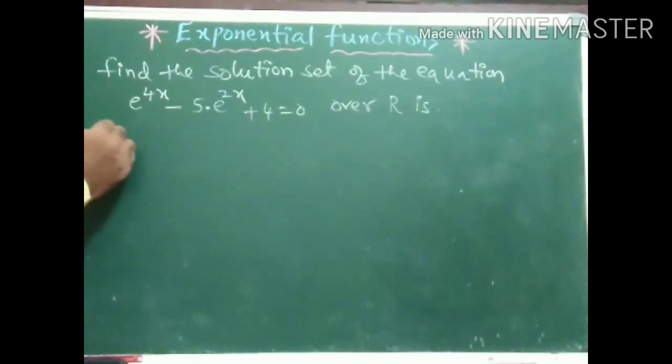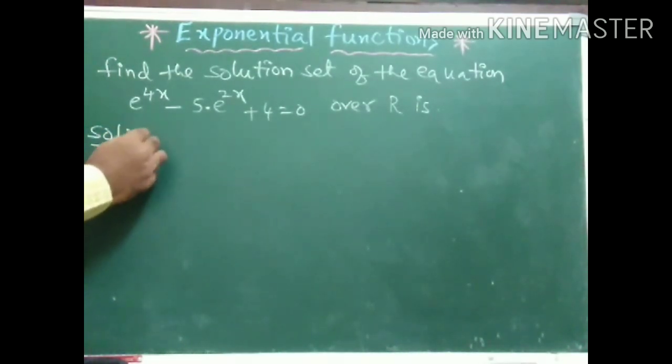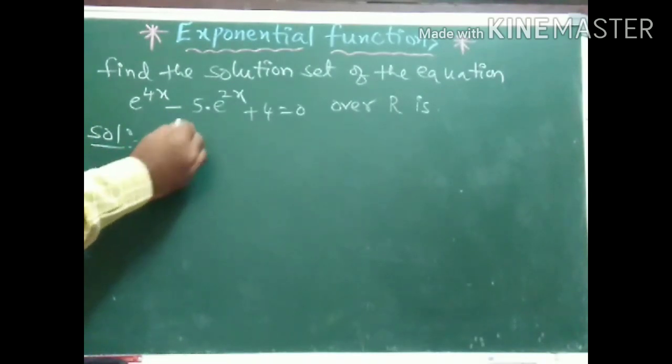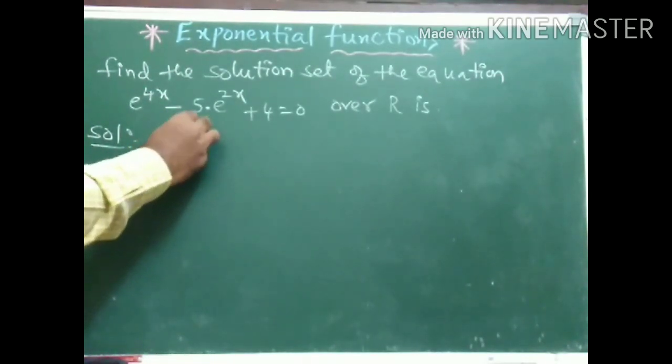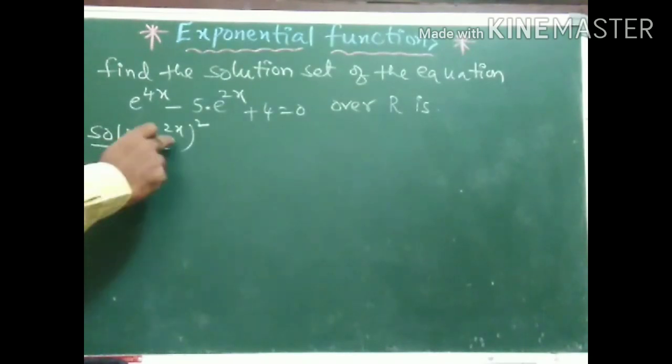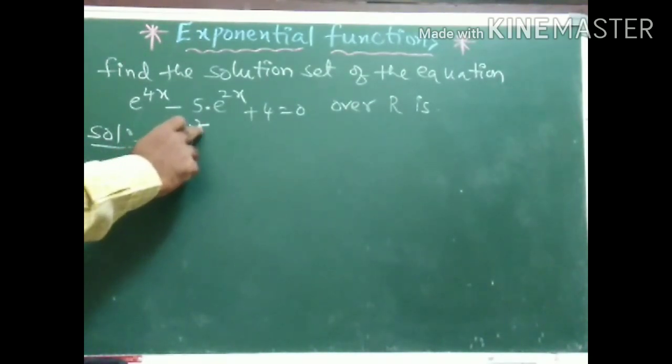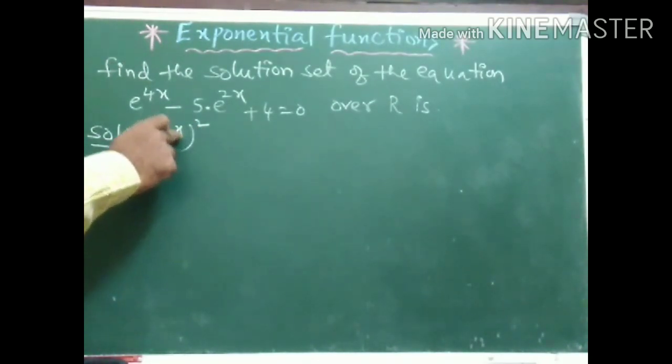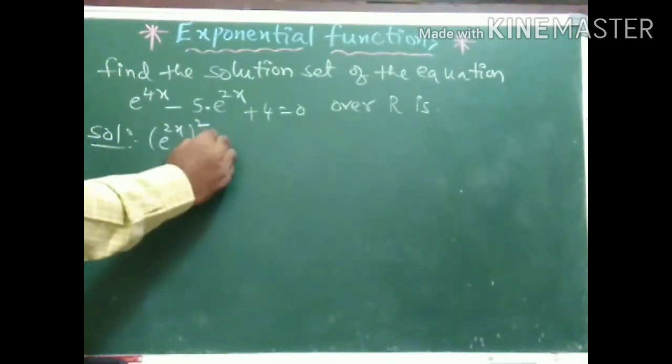So coming to the solution, e to the power of 4x, I want to write it as e to the power of 2x whole square. Just now we discussed the property a to the power of x whole to the power of y, which is equal to a to the power of xy. If I multiply these two, 2 into 2x, that is nothing but 4x.